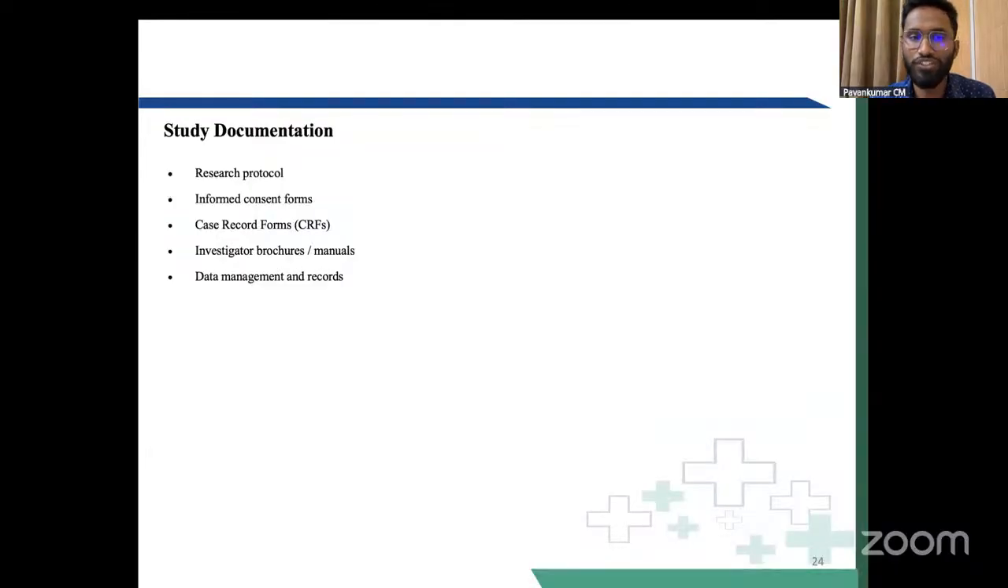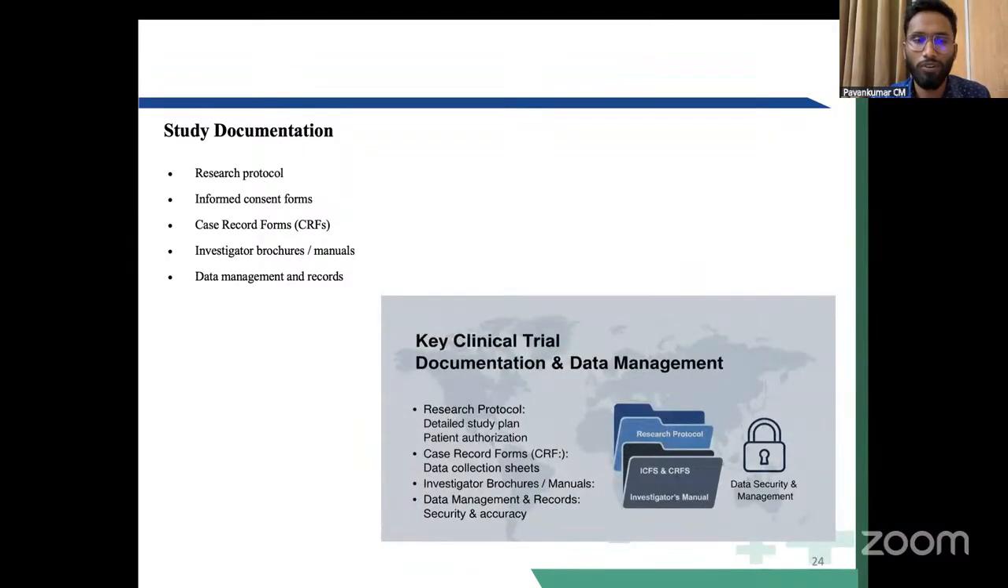In clinical trials, protocol deviation is a gold word. And study documentation is very important: the research protocol, informed consent form, case report form, and also the investigator's brochure, manual, and data management and records. How are we going to plan all these things, and how are we going to maintain the research documentation? These are the standard ways, and how we provide data security and management, and the confidentiality and privacy we keep. These are the key principal things which we have to make sure of and speak to in the ethical clearance.